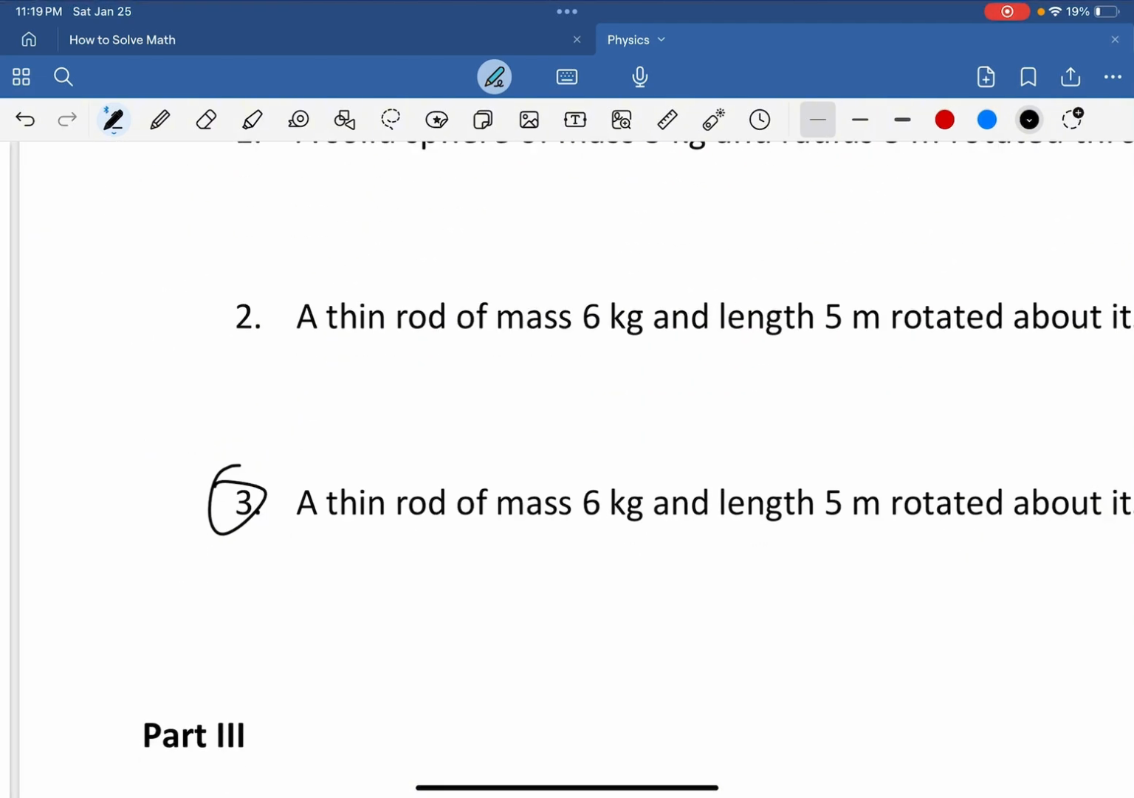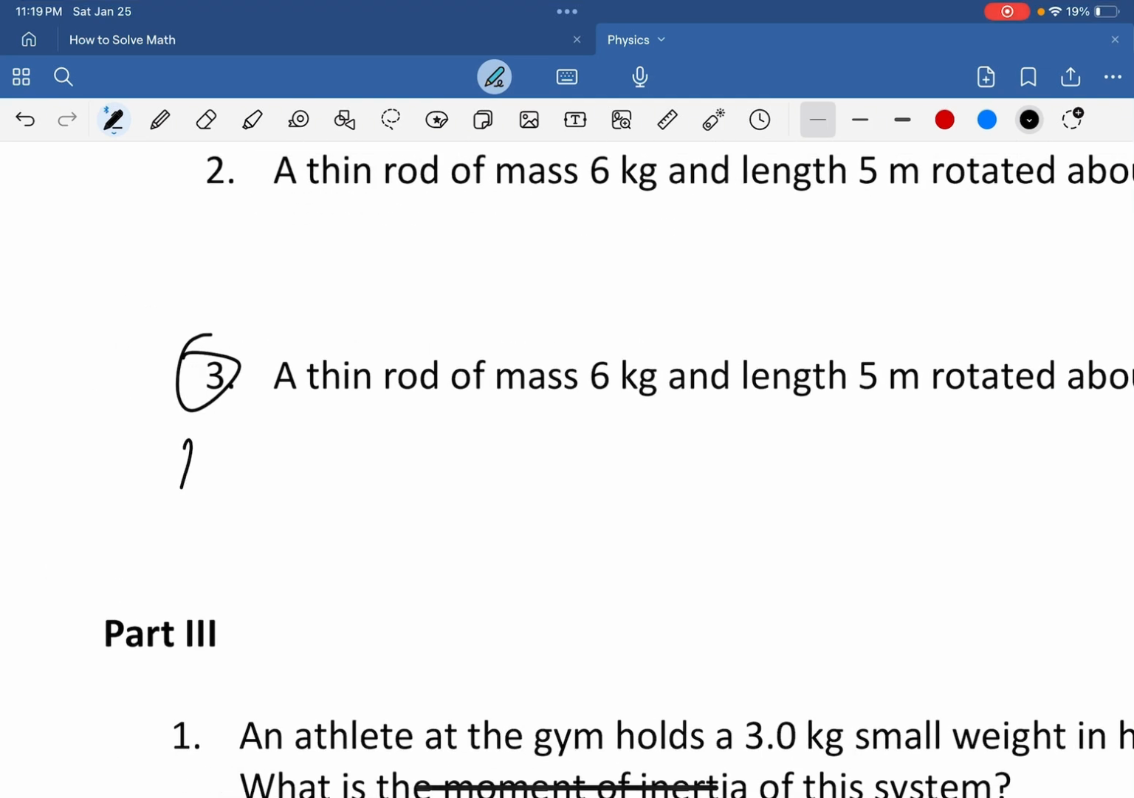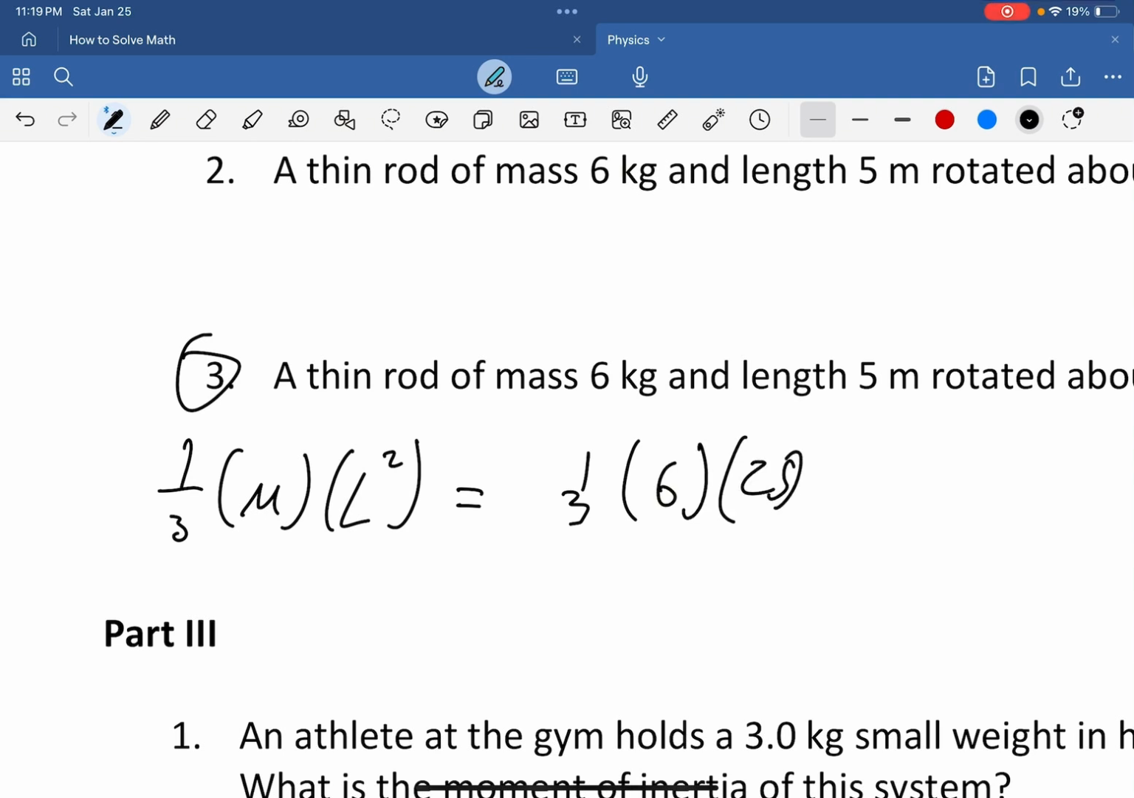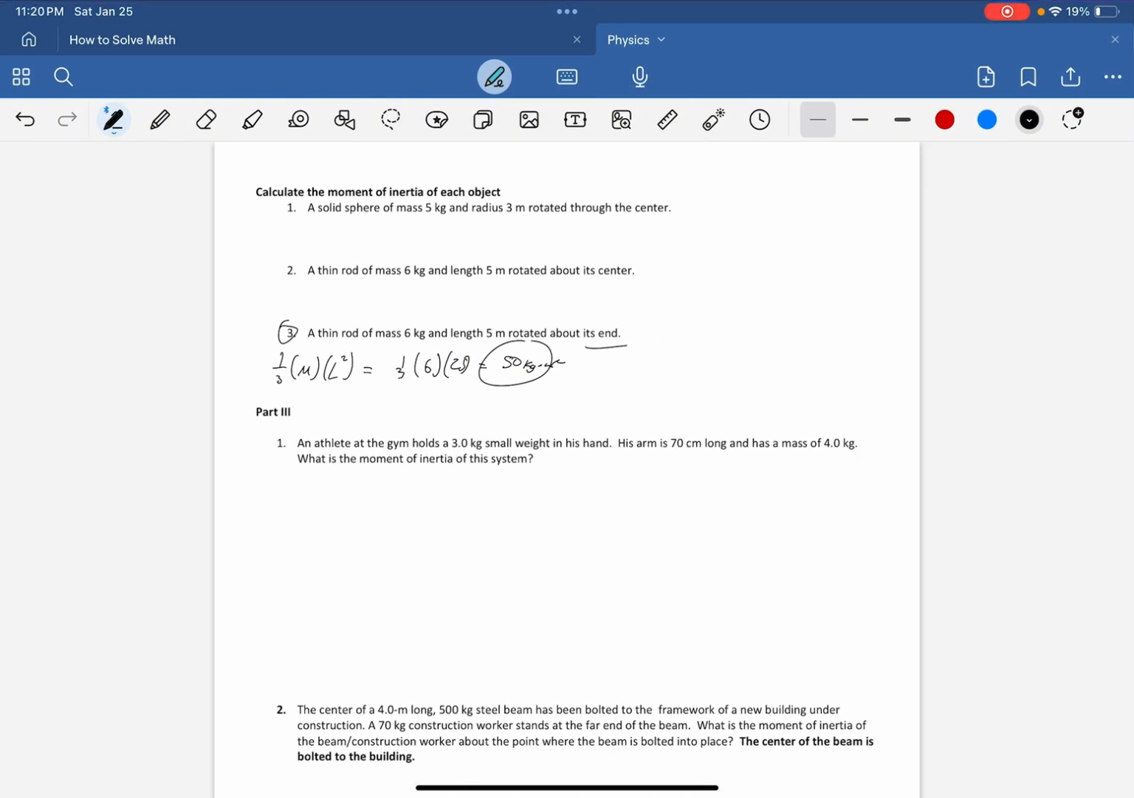Let's try number 3. A thin rod of mass 6 kilograms and 5 meters is rotated about its end. For the end ones, we're going to use 1/3 times m times L squared, which in this case is 1/3 times 6 times 25, which is equal to 2 times 25, which is equal to 50 kilograms per meter squared. Nice job. There we go. Really, you just have to memorize the equations.